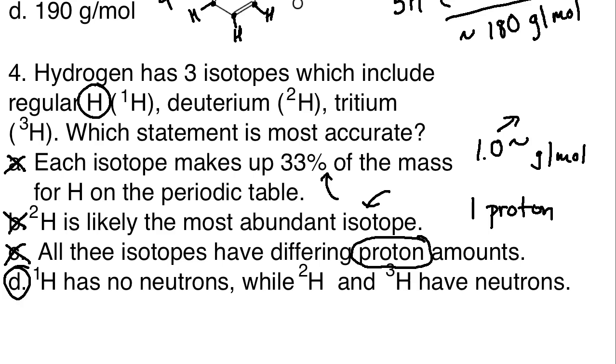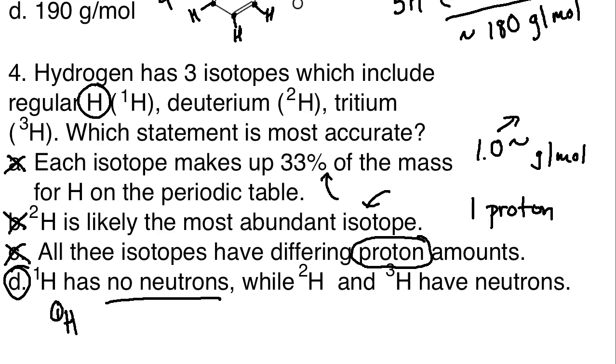So that must leave D, but let's see if D makes sense. H1 has no neutrons, while H2 and H3 have neutrons. Well, keep in mind the value here is the mass. So if hydrogen is H1, and that's its mass, and its atomic number on the periodic table is 1, that means that it has 1 proton, and its mass must be derived from that 1 proton. So it has no neutrons. That's correct. And then H2 and H3 must have neutrons.